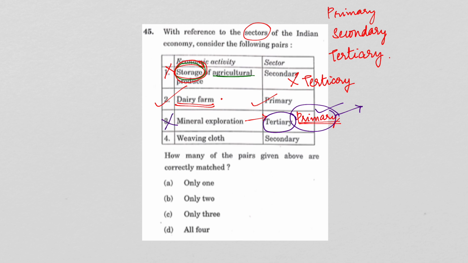As I said, if the option was secondary sector, I am sure many of you would have again got confused with that. Then weaving cloth. Weaving cloth is secondary. Why? Because it's a manufacturing activity. So it's an economic activity that falls under the secondary sector. So we have two options correct and two options wrong. So answer would be only 2.